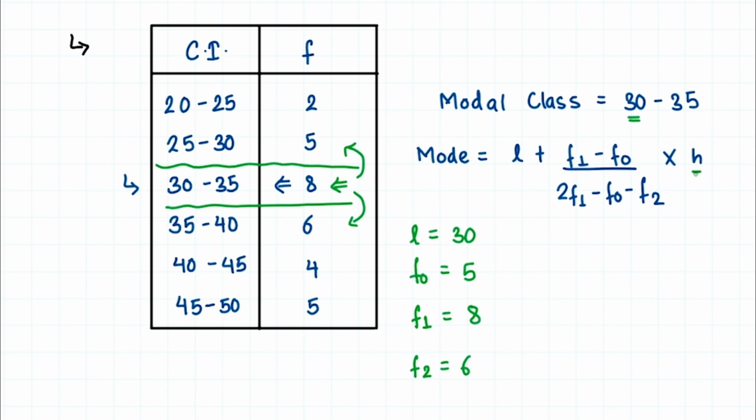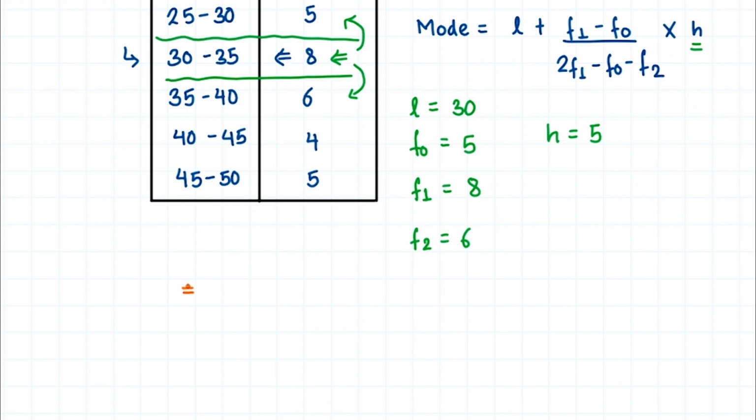So we have our F0, F1, and F2 as well. And then we have this H over here, right? Sometimes people also write this as I, okay? So this H is the gap of our class interval, okay? Or the width of our class. So the gap in our class interval 30 to 35 is 5, right? So our H is 5, okay? So after you write all these values, right? After you know these values, you can easily find the mode by using this formula, okay?